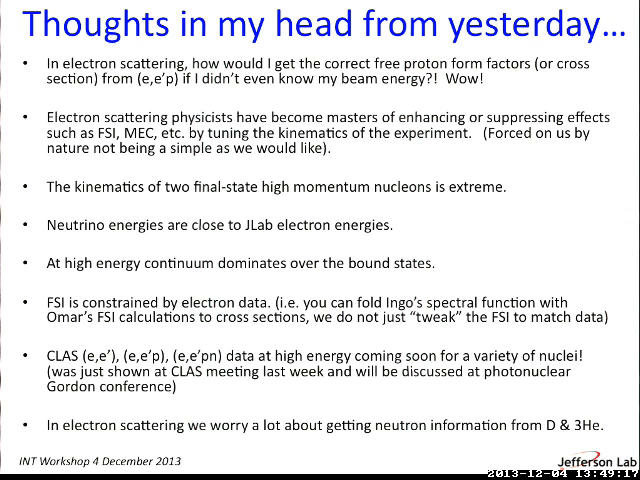At high energy, continuum dominates over bound states. So if you're a classic nuclear physicist and you're worried about carbon-12 excitations, vibrational, that's not where most of the cross section is when we talk about energies around a GeV. It's the continuum. And Ingo did a nice job showing you a spectral function where you had that emission energy and momentum ridge going up.